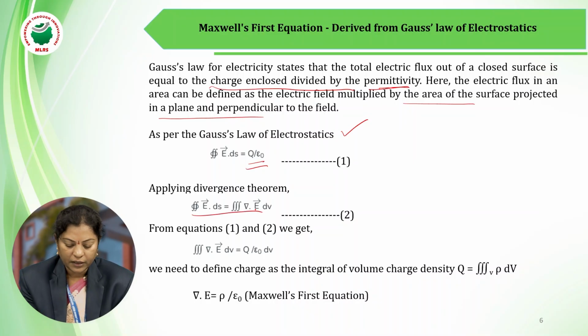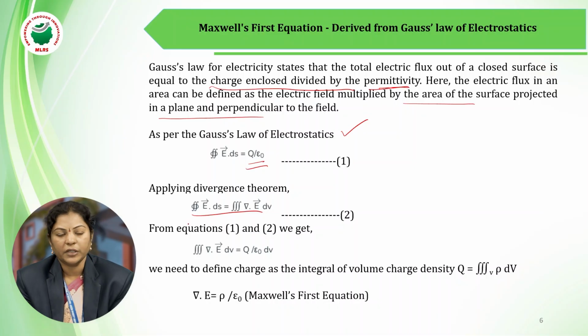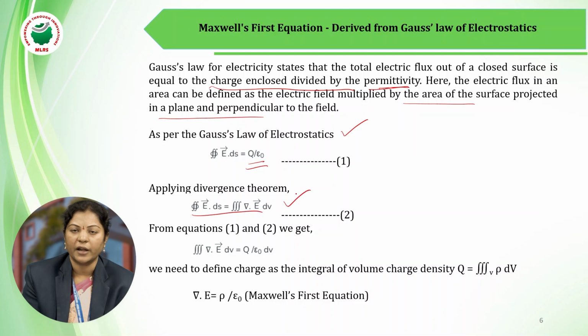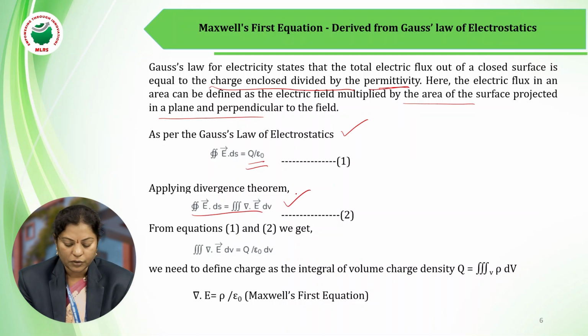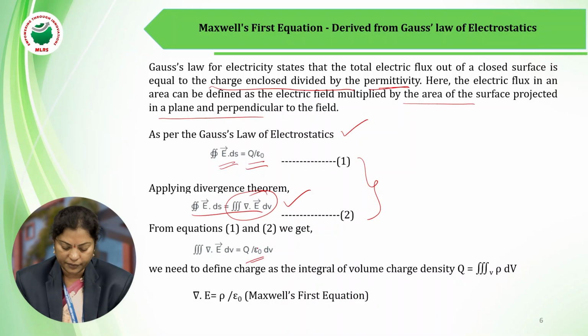So we can write surface integral of E dot ds equal to volume integral of del dot E dv. This is the divergence theorem. From these two equations we can write that the surface integral of E dot ds equals q by epsilon naught, so the volume integral of del dot E dv equals q by epsilon naught.